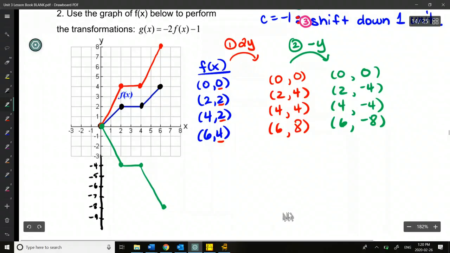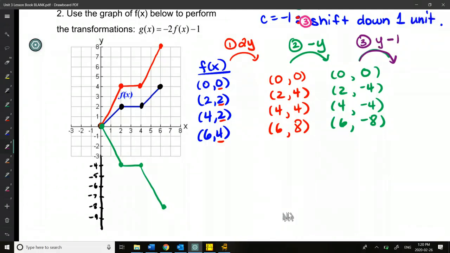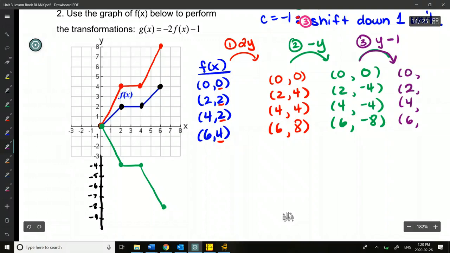And then the last transformation here is asking us to shift down by 1. So when we shift down, this is like an addition and a subtraction. So we'll take our y's and we'll subtract 1 from them. That's how we move each of them down a unit. So again, x's don't change. We don't have any horizontal changes here. But the y's, we're going to take each of them and subtract 1 from them. So 0 subtract 1, 4 subtract 1, negative 4 subtract 1, and negative 8 subtract 1.